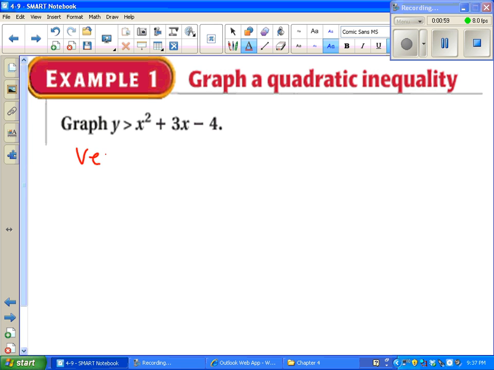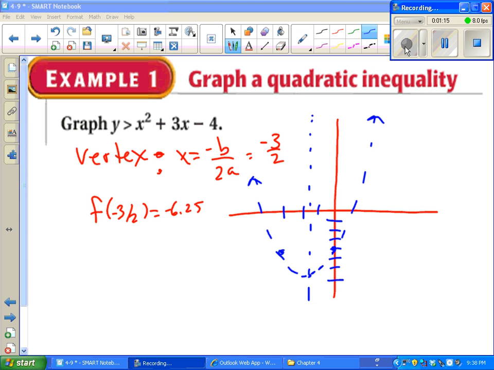Easiest way for me to find a vertex is negative b over 2a. You don't have to do it this way. This is just my choice. Go ahead and find a vertex or graph this any way that you prefer. Talking about how to graph this parabola is not my primary objective here. If you need help with that, go back and look at one of the previous lessons from this chapter.